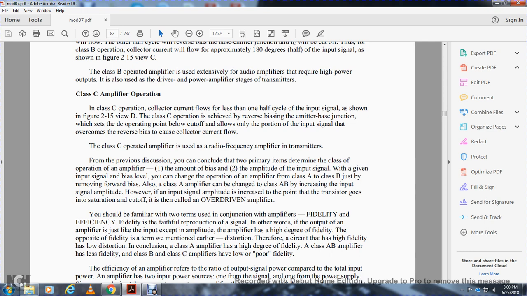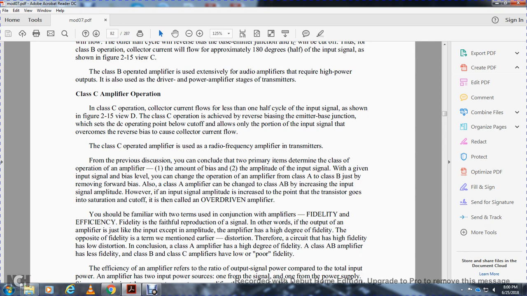In brief, we conclude that two primary items determine the class of operation of an amplifier: the amount of bias and the amplitude of the input signal. With a given input signal and bias level, you can change any amplifier from Class A to Class B just by removing the forward bias. A Class A amplifier can be changed to Class AB by increasing the input signal amplitude. However, if the input signal amplitude increases to the point that the transistor goes into saturation and cutoff, this is known as an overdriven amplifier.